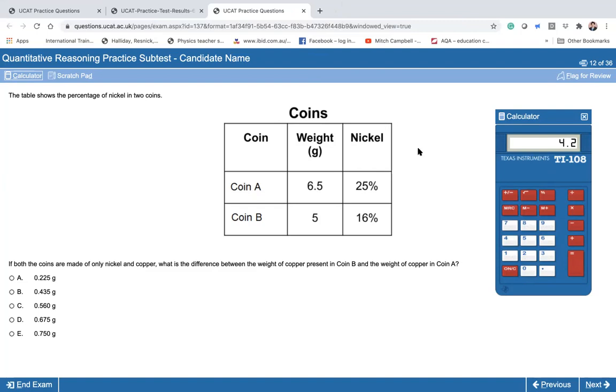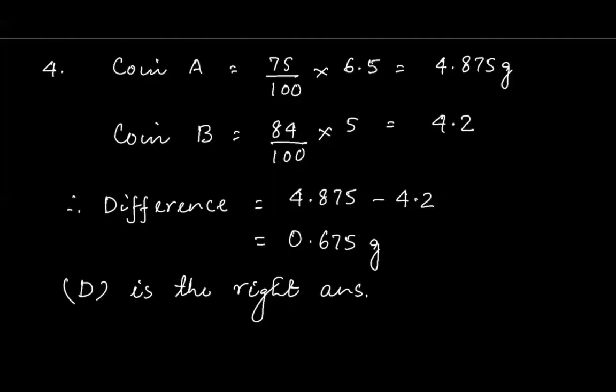If you wish to look at the solution, have a look here. So you see for coin A, it had 25% of nickel, so 75% copper. So 75% times 6.5, that gives you 4.875 grams of copper. For coin B, you have 16% nickel, so 84% is copper. So 84% multiplied by 5, that's 4.2. And then you just subtract them and you get 0.675. So option D is the right answer.